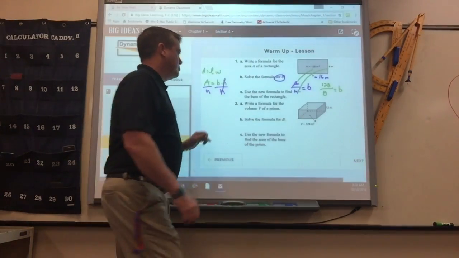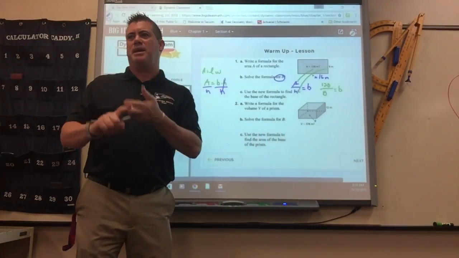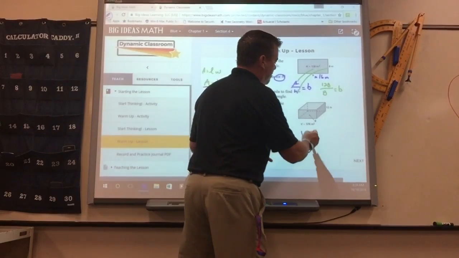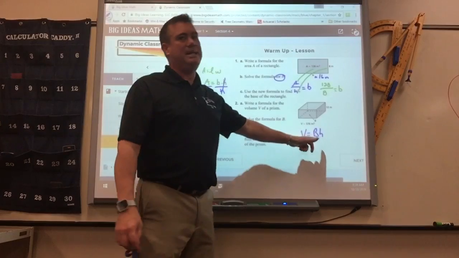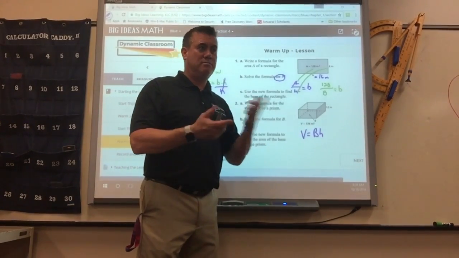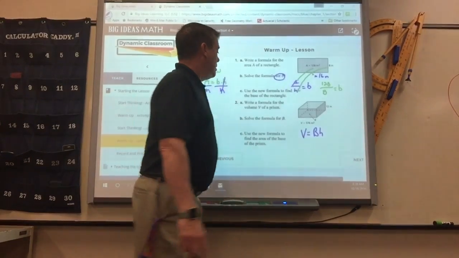Okay, volume. The volume of a prism is length times width times height. Remember that? But they don't write that now. They write volume is the area of the base times the height. They use a capital B. And the area of a base is just length times width. That's why they just put the B in there. It's the same as length times width.